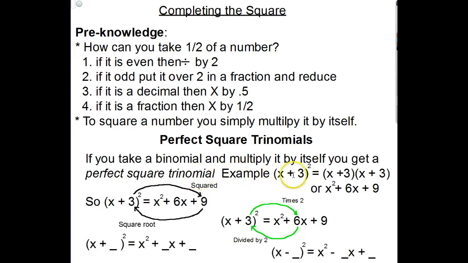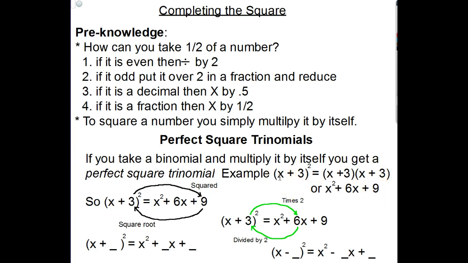Here's an example. We'll take (x + 3) and square it. Of course that means take x + 3 and multiply it by itself, and of course we use the FOIL method. We take first times first, or x times x, we get x squared. The outside would be x times positive 3, that'd be 3x. The inside would be 3 times x, that would be another 3x. Together they add up to 6x. And then you take last times last, positive 3 times positive 3, and get positive 9.